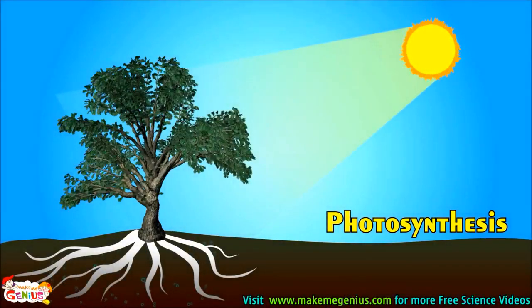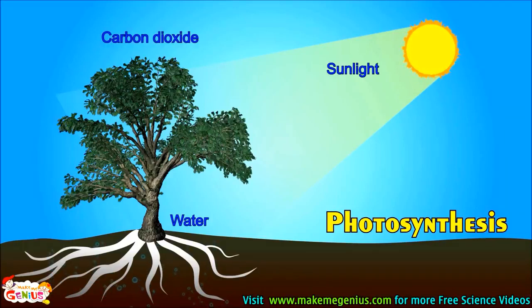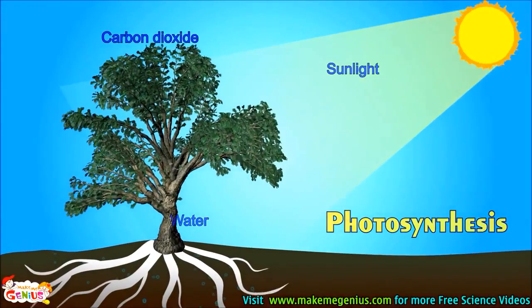Plants are the only living species who make their own food. They use sunlight, carbon dioxide from air, and water from soil to make their food. This process is called photosynthesis. So now you know plants make their own food. All other species like animals and we humans are dependent on plants.